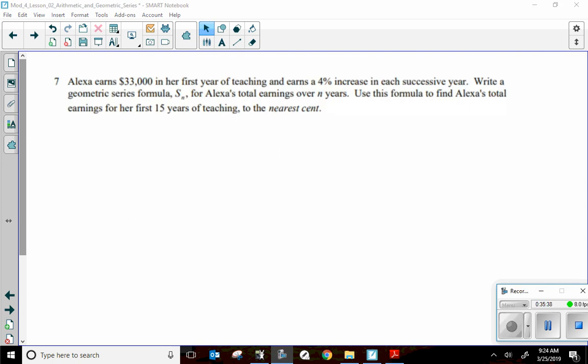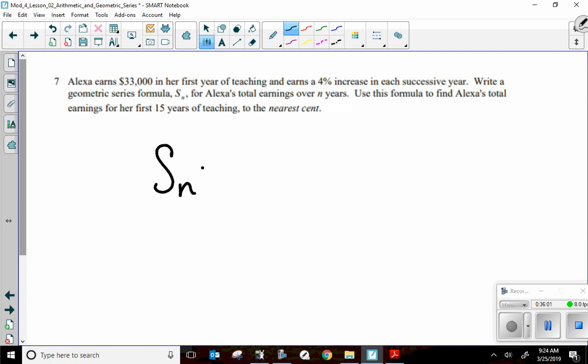Last problem, number 7. Alexa earns $33,000 in her first year of teaching and earns a 4% increase in successive years. Write a geometric series formula for Alexa's total earnings over n years. Use this formula to find Alexa's total earnings for her first 15 years, to the nearest cent. My first term times 1 minus r to the n all over 1 minus r. My first term, which is the first amount she earned, 33,000.